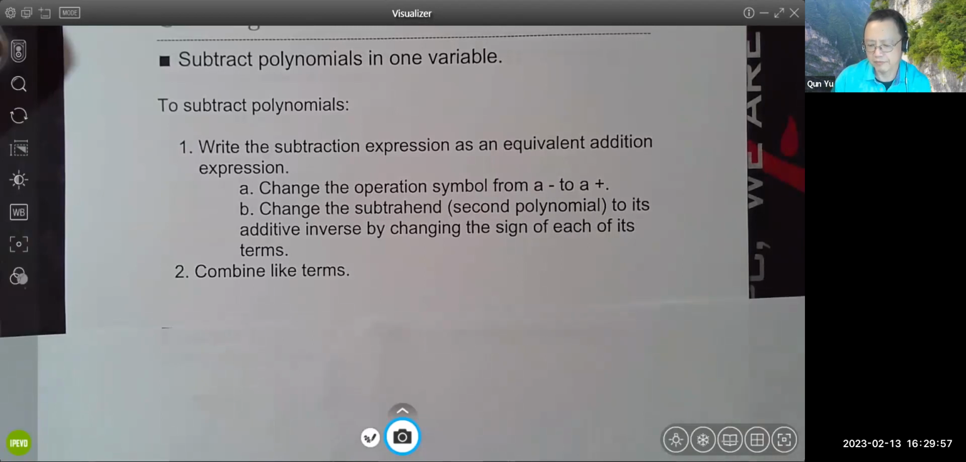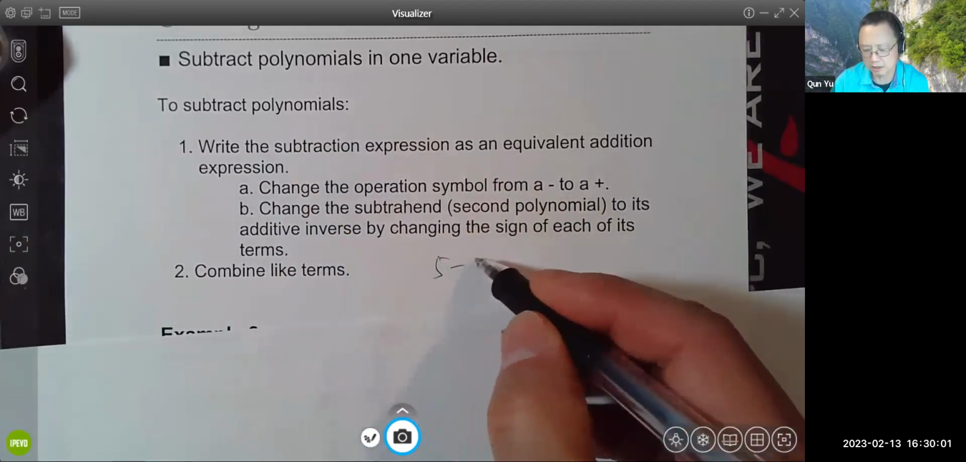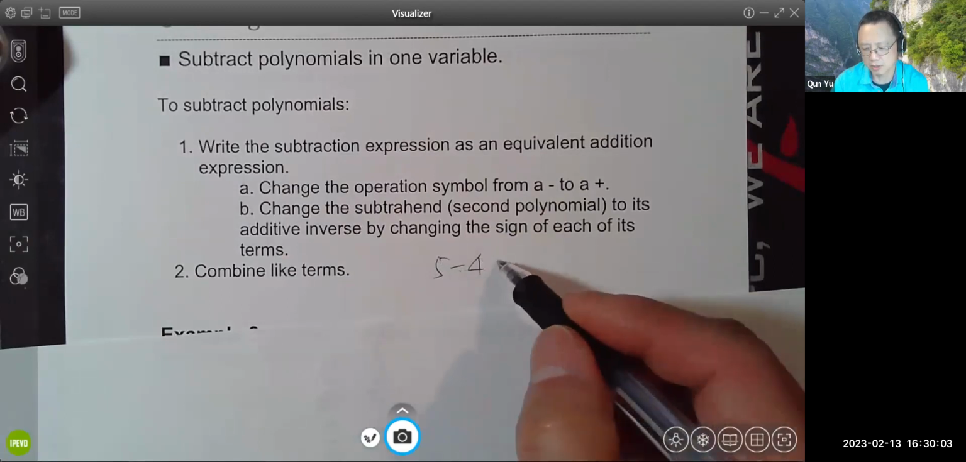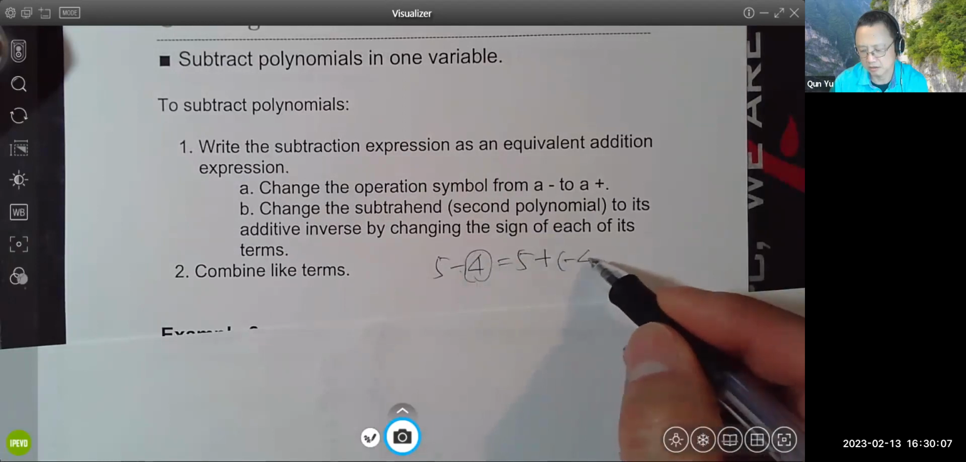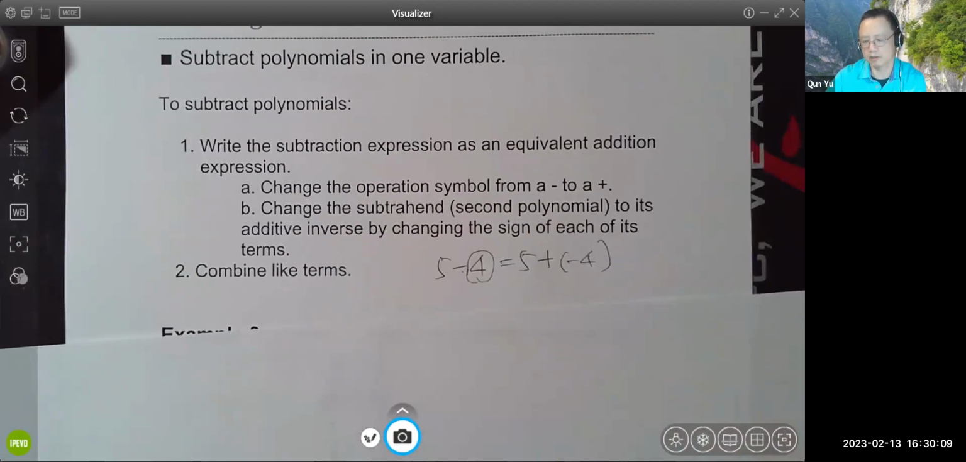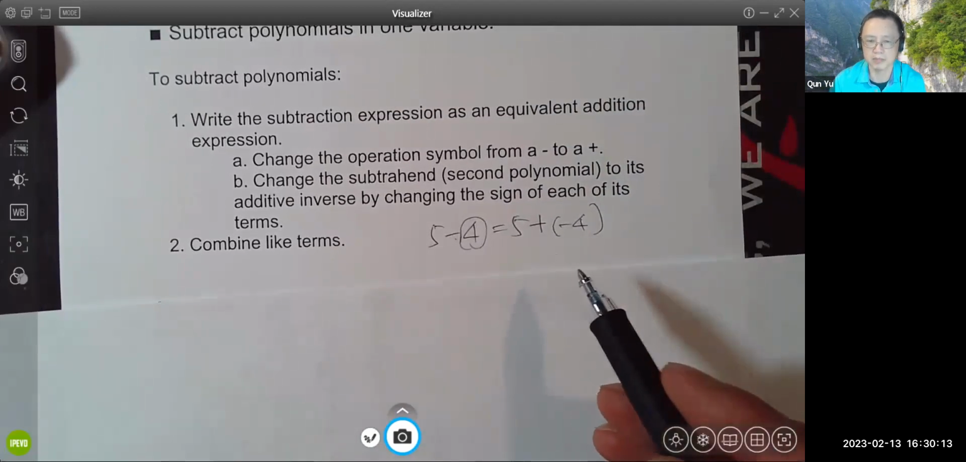Okay, now what this says is pretty much like what I just said. Change minus to plus, change the second number to the opposite. That's what they want you to do. I don't have to do it this way. The goal is to combine like terms.